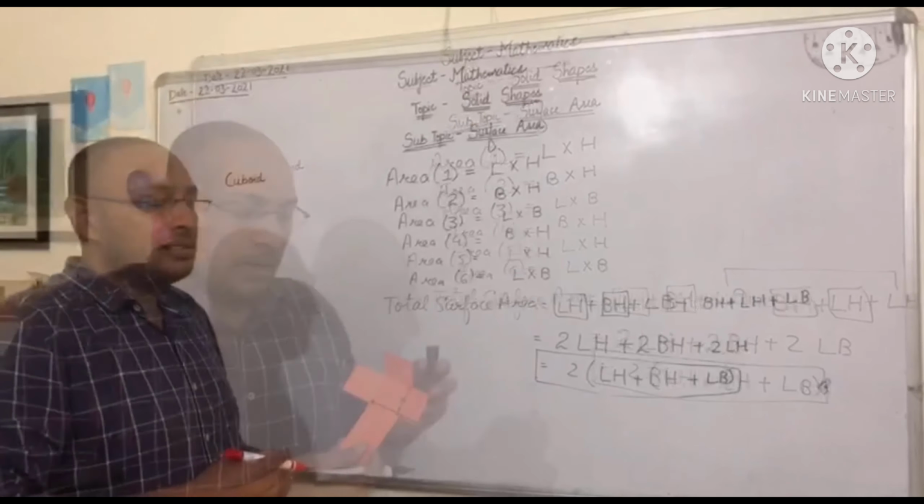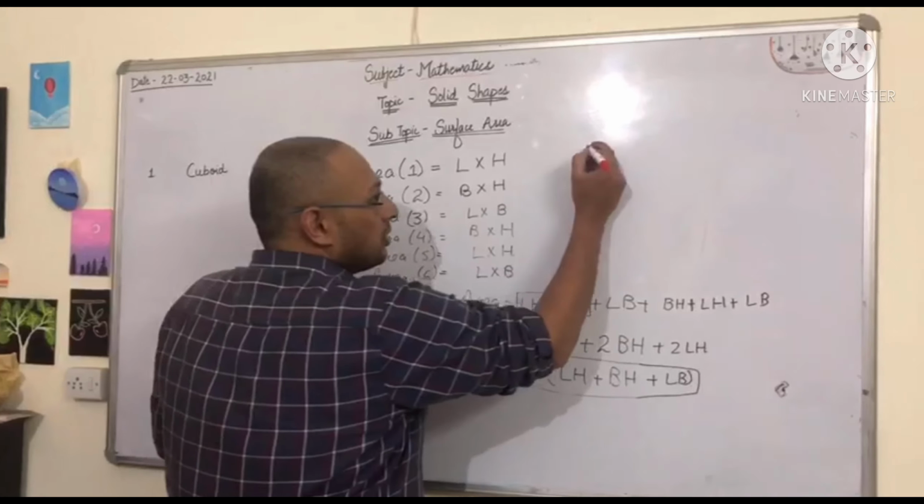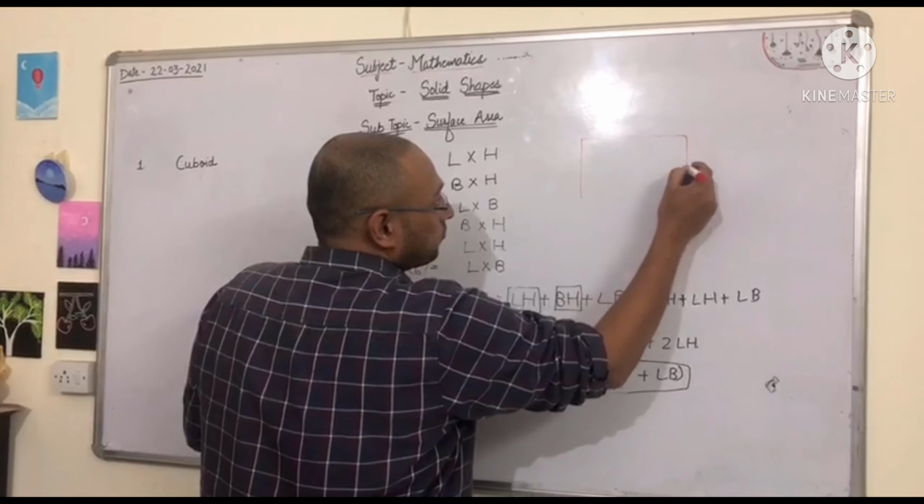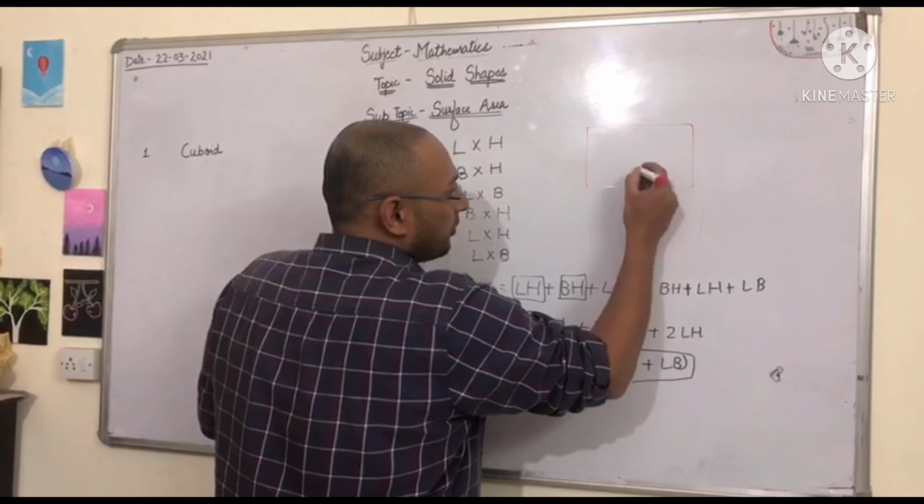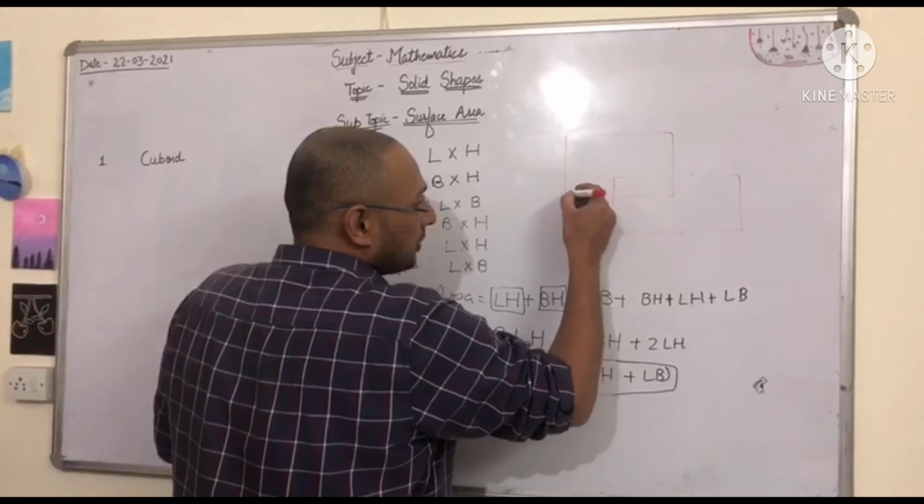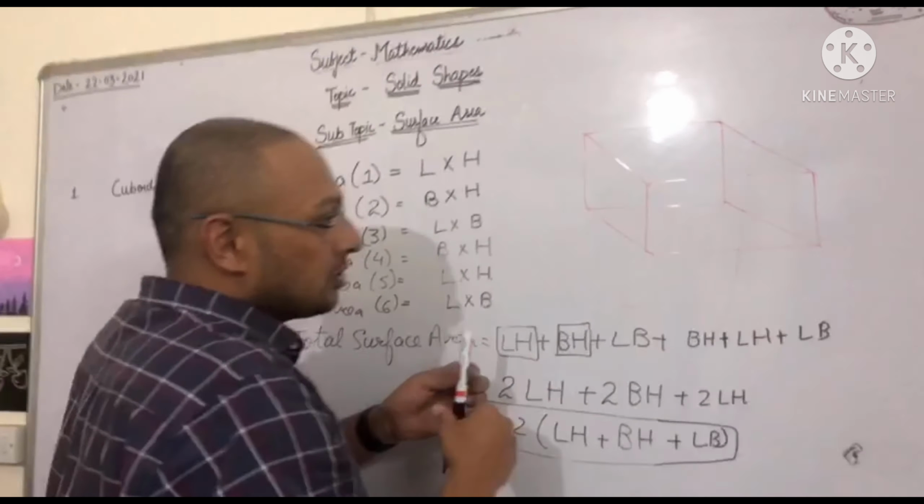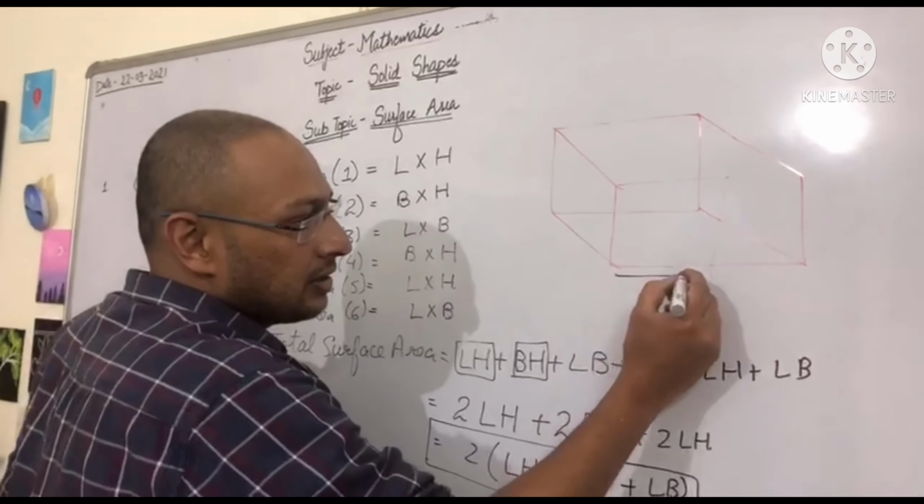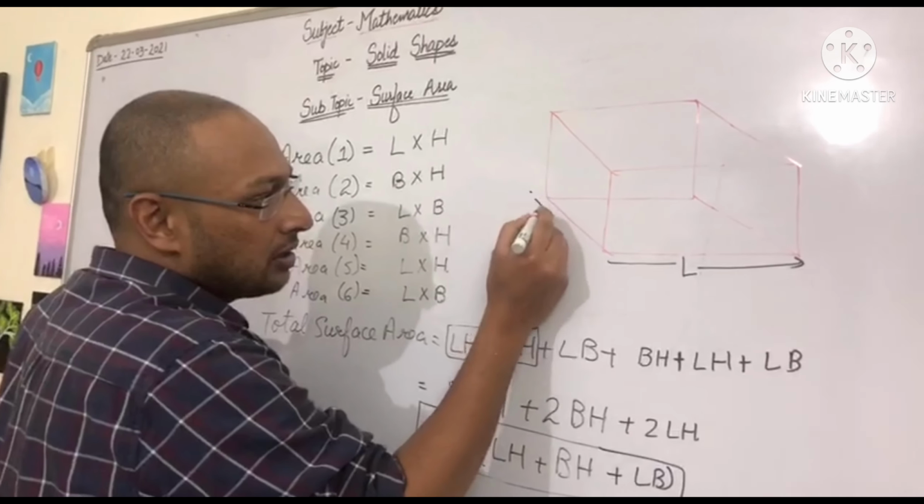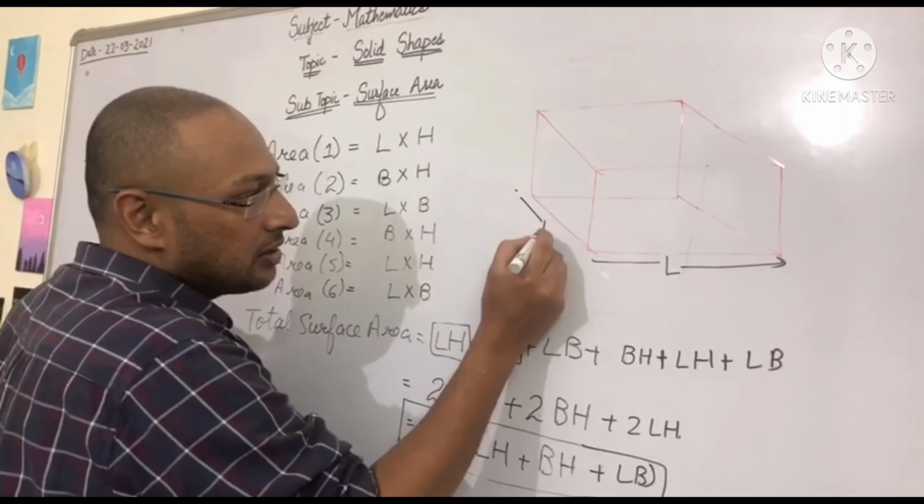Let's discuss the lateral surface area of a cuboid. Let's draw the picture of a cuboid first. This is the length of the cuboid, this one is the breadth, and this one is the height. When we are talking about the lateral surface area of a cuboid, we basically talk about the four walls only. The floor and the ceiling are not considered while calculating the lateral surface area of a cuboid.